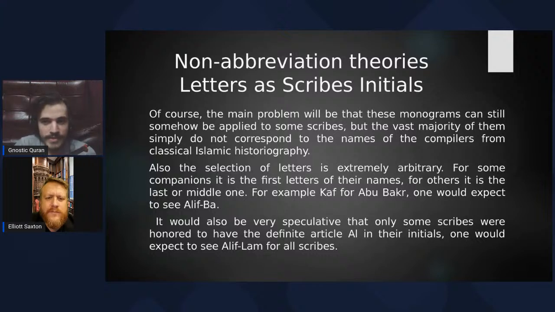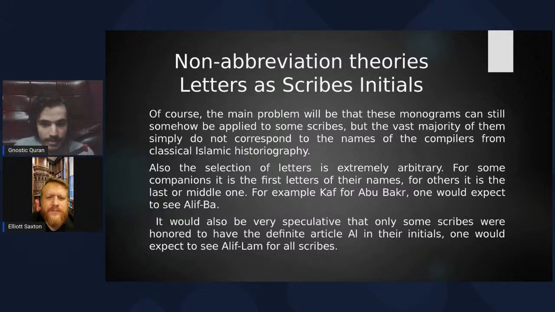The main problem, of course, is that it doesn't correspond quite with all the scribes we have in the classical Muslim historiography, but we can ignore that, of course. But the selection of the letters is very arbitrary. For example, Kaf stands for Abu Bakr, but you would expect the first letters of his names, like Alif Ba, not the Kaf. And Kaf simply, as far as I know, doesn't correspond with any of the scribes. You won't find any scribes with a name starting with the letter Kaf.